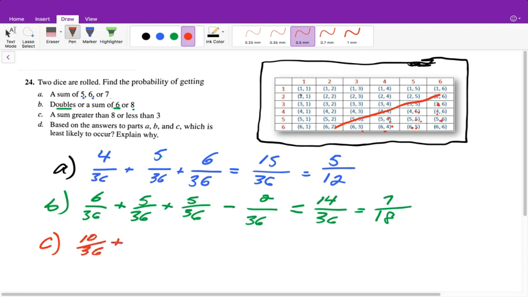Or less than 3. So here's our less than 3. So there's one of them. So plus 1 out of 36. Nothing repeated or was shared between those two. They are mutually exclusive. So it's just 11 over 36.